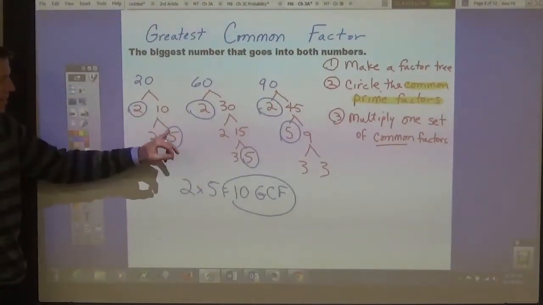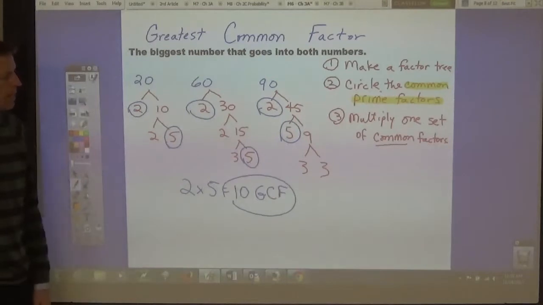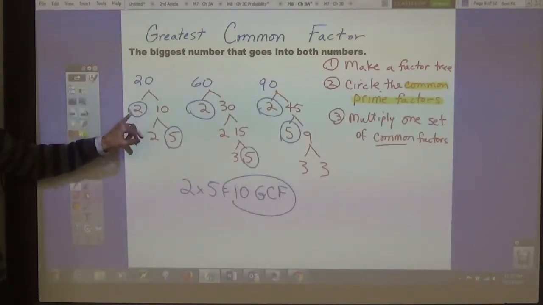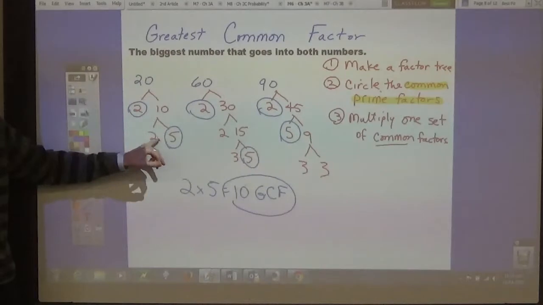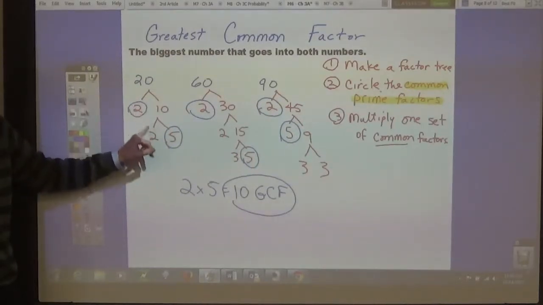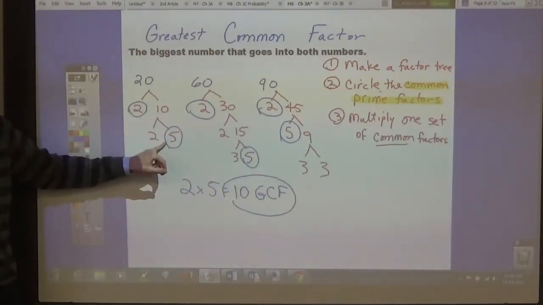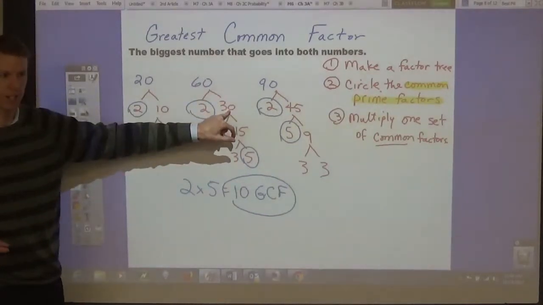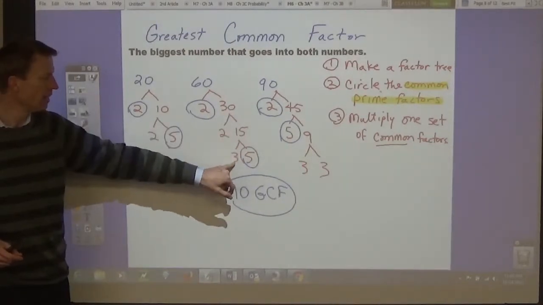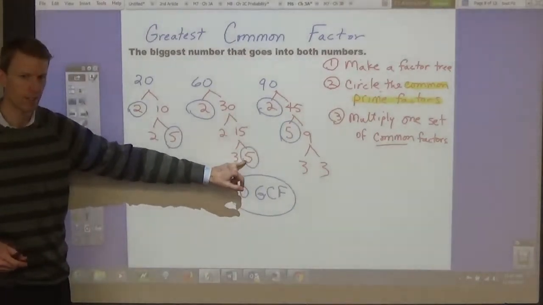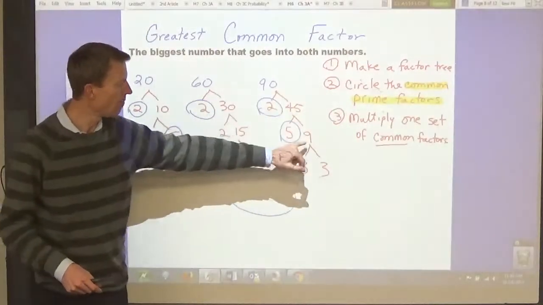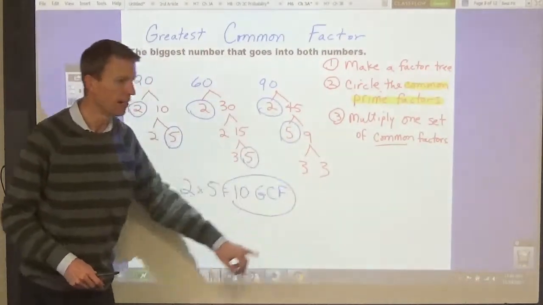Then multiply the ones that they have in common. One set of the ones they have in common. Okay? So look at this example. 20, you make 20 with 2 and 10, and then 2 and 5. So these are the prime factors. Okay? Pay attention here, you guys. And then you make 60 with 2 times 30, and then 2 times 15, and then 3 times 5. And then you can make 90 with 2 times 45, and then 5 times 9, and then 3 times 3.